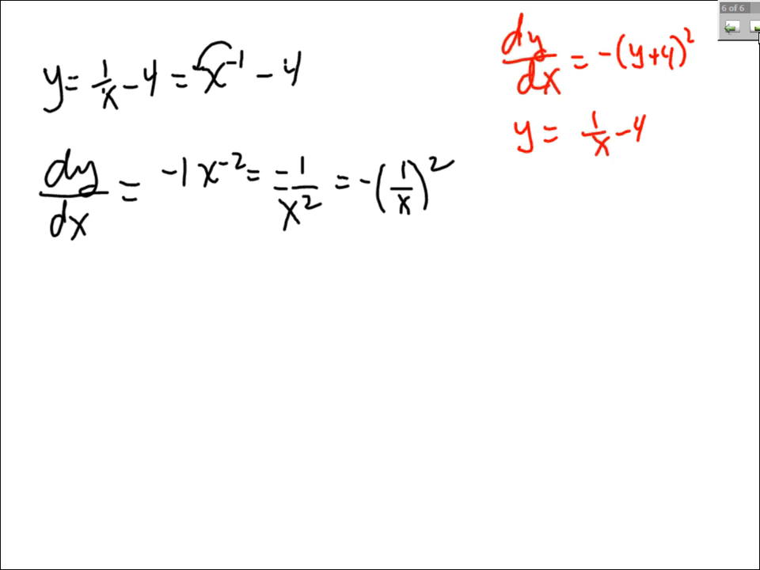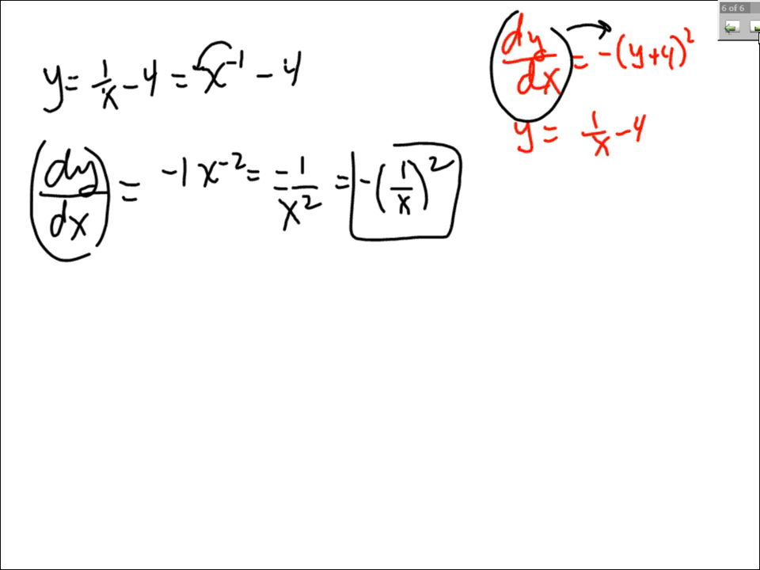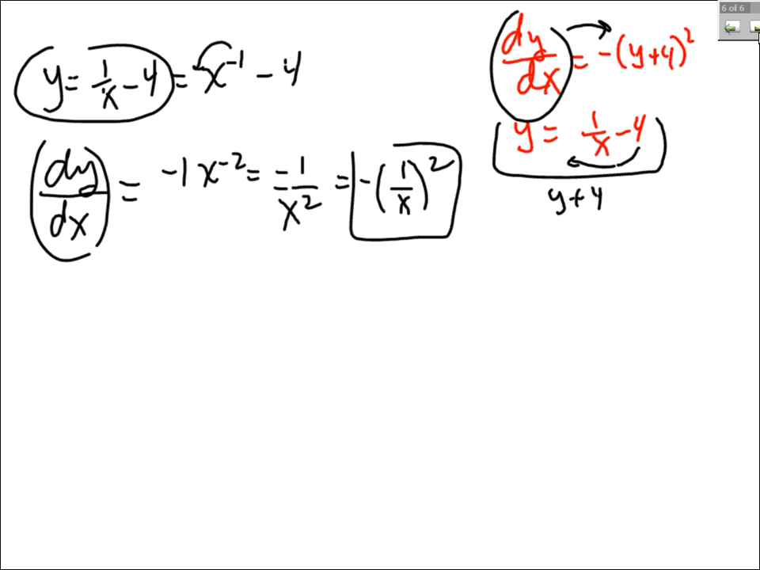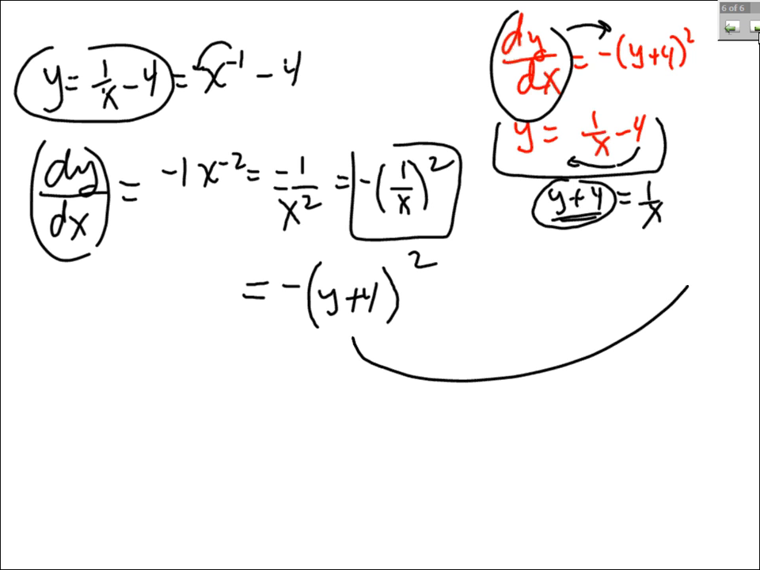Now you may say, yeah, you're right. This does equal that. But the dy dx is supposed to equal that. Well, remember we said this was y, I mean, that's what I wrote there. If I solve for 1 over x, if I add 4 to both sides, that's 1 over x. Oh, so I have negative 1 over x squared. But 1 over x is y plus 4. Oh my, he's right. We got back the same answer. Okay? It's called magic, folks.